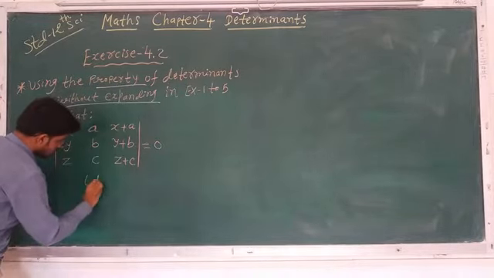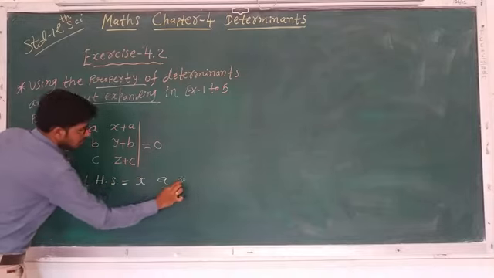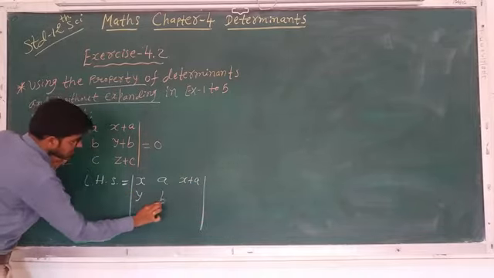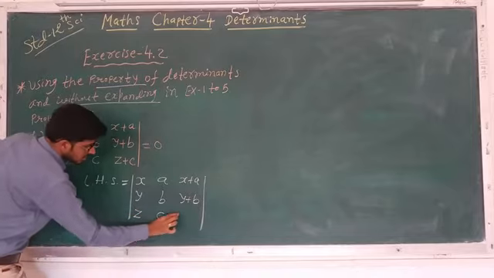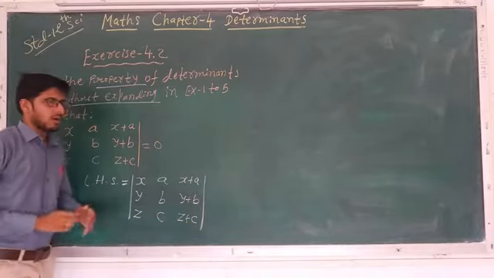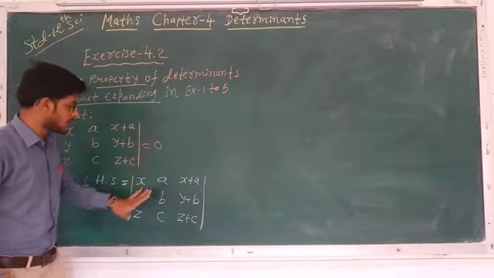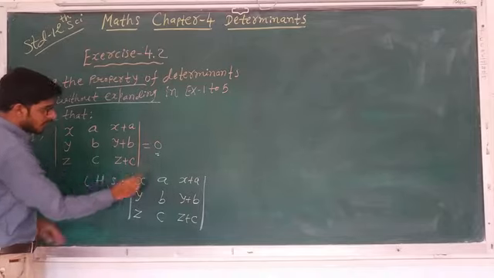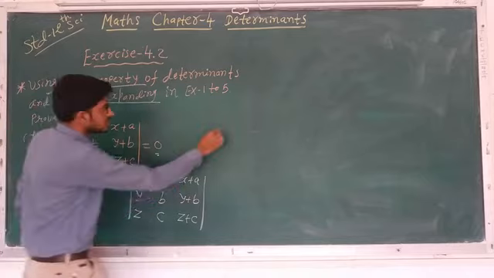Left hand side is equal to x plus a, y plus b, z plus c. Okay. Last time we already discussed the properties. There are a total of 6 properties. So we have to apply whichever property and prove that it is 0. So we have to apply the fourth property first.